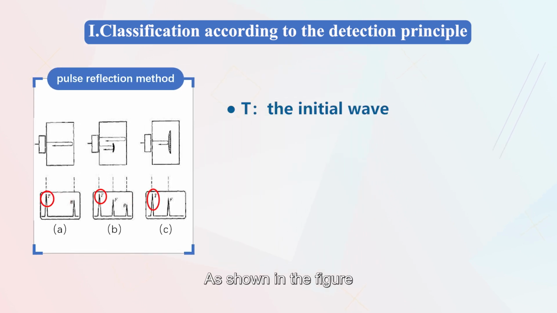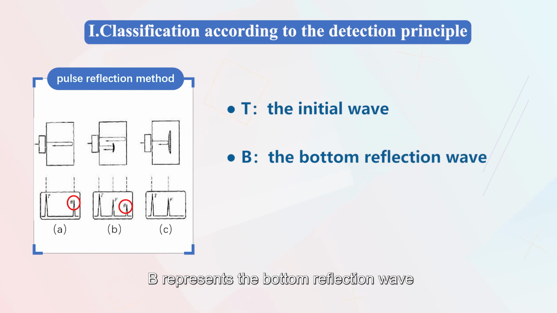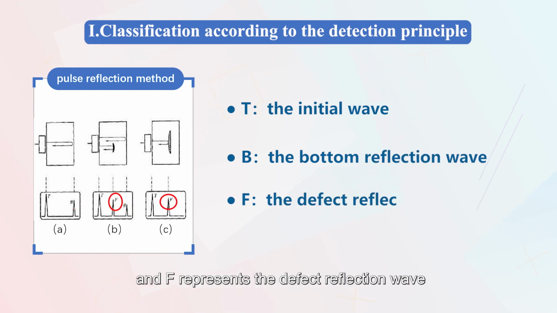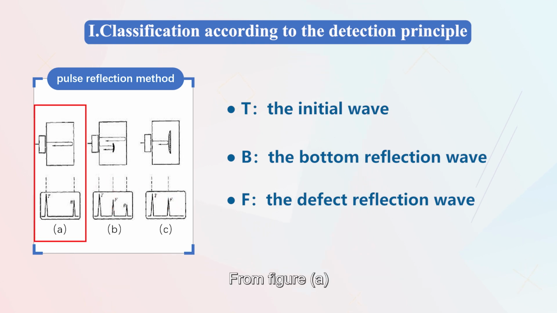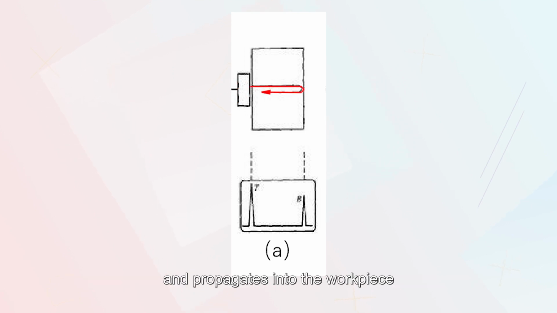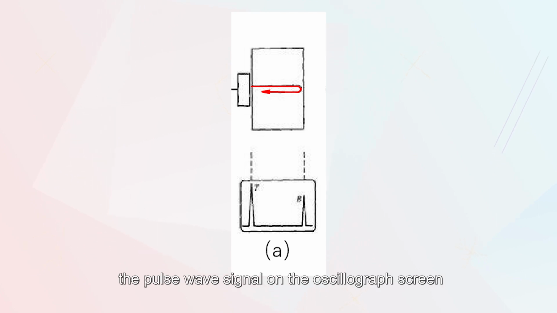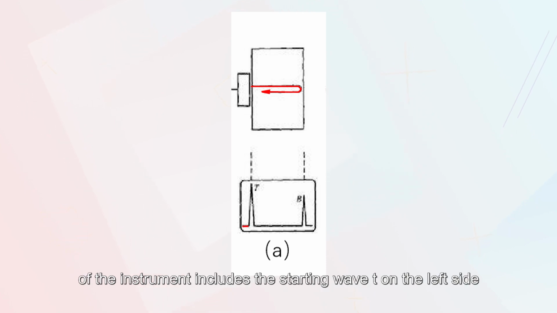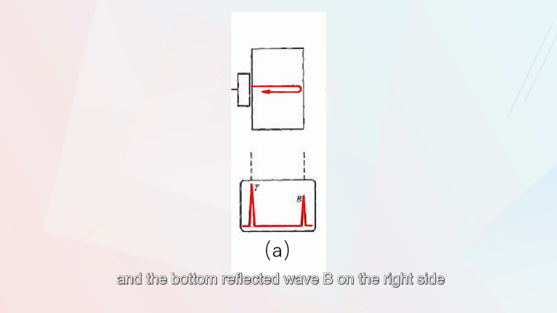As shown in the figure, T represents the initial wave, B represents the bottom reflection wave, and F represents the defect reflection wave. From figure A, we can see that the ultrasonic wave is emitted from the probe and propagates into the workpiece. When there is no defect below the probe, the pulse wave signal on the oscillograph screen of the instrument includes the starting wave T on the left side and the bottom reflected wave B on the right side.